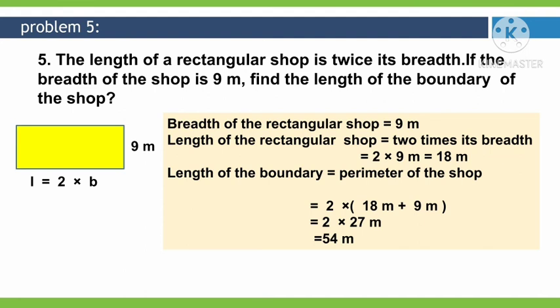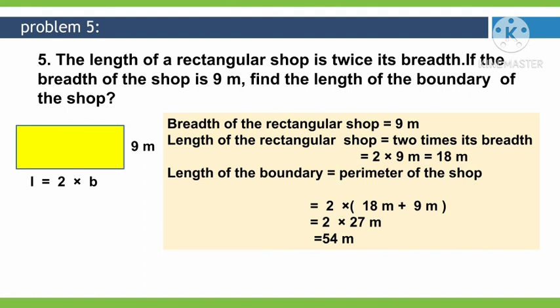Here breadth is given as 9 meter, but instead of giving the length directly, they have given that the length of the rectangular shop is twice its breadth. So 2 times the breadth is the length. So first you should find out the length of the shop, then you can find out the perimeter of the shop. So the breadth of the shop is 9 meter, the length is 2 times its breadth, so 2 into 9, 18 meter.